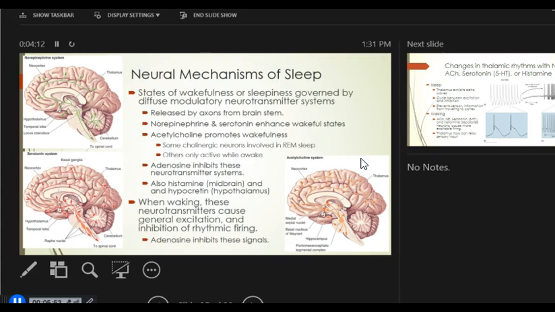Okay, so if that's why we sleep, then I guess the next question is how do we sleep? So what is the mechanism that underlies sleeping? And it's a complicated story. In order to really understand it, I think one of the things you have to understand is that we have what are referred to as diffuse modulatory neurotransmitter systems.